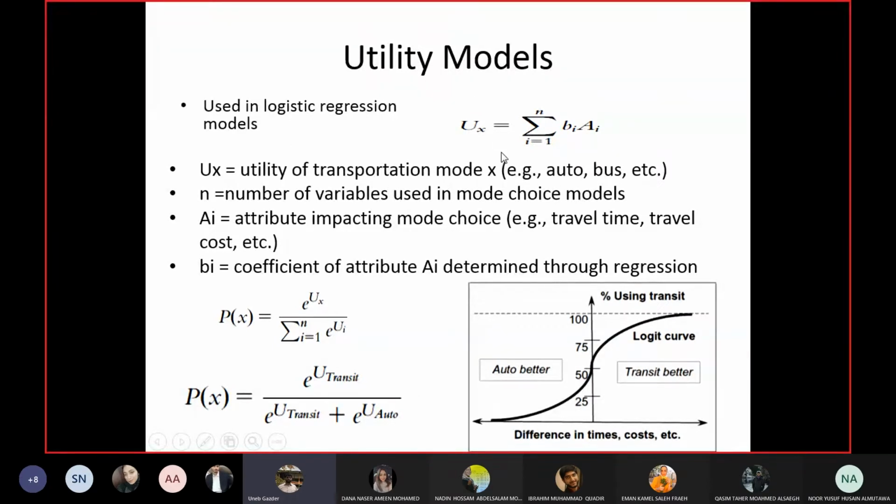Now, utility models which are used in logistic regression models. I just showed you the utility function from the project, and this is the general form. B is the coefficient, A is the X value. The summation is there because you can have a number of variables: cost, time, and so on. UX is the utility of using mode X. Utility, like I said, is like benefit: what benefit you are getting by using mode X. N is the number of variables. If you have two variables in the equation, N will be 2. Like I showed you in the project case, there were two variables, cost and distance, so N was 2 there.